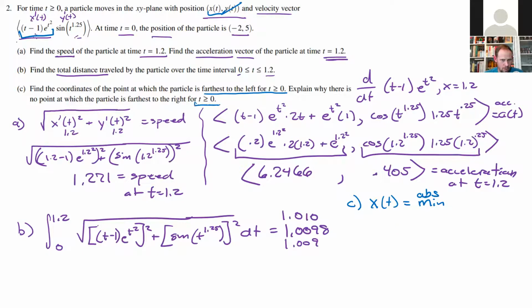Well, we're just going from 0 onward. So that means one of our candidates is going to be, oops, maybe not x, t. T is our variable here. One of our candidates is going to be 0. Maybe it starts off farthest left and just goes right. Who knows? The other candidates would be where x prime of t equals 0. So x prime of t equals (t minus 1) e to the t squared. If I set that equal to 0, all I'm getting is t equals 1. So my only other candidate is 1.